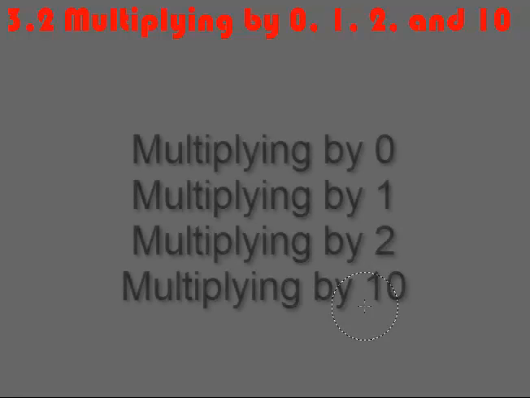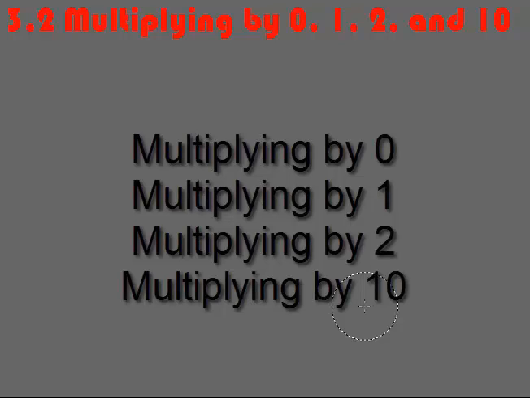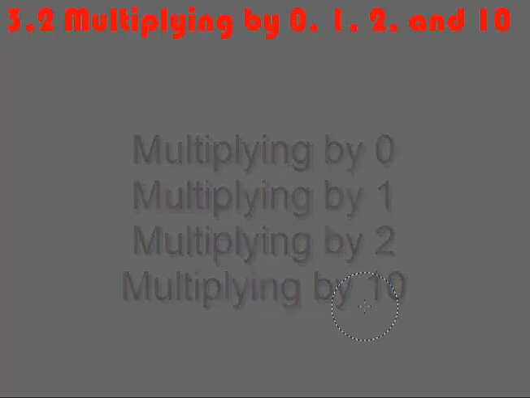Hello, today we are looking at multiplying by 0, 1, 2, and 10. We're going to look at 4 different rules today and tips to multiply by these 4 numbers.